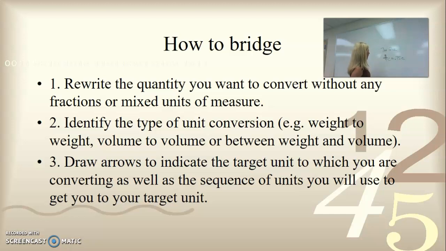Now let's say we had to get rid of a mixed unit of measurement. Well, we learned that there are 16 ounces in 1 pound, right? So that would be helpful for us. We could say 16 times 7, 16 ounces in 1 pound, right? So we could say 16 times 7 equals 112.